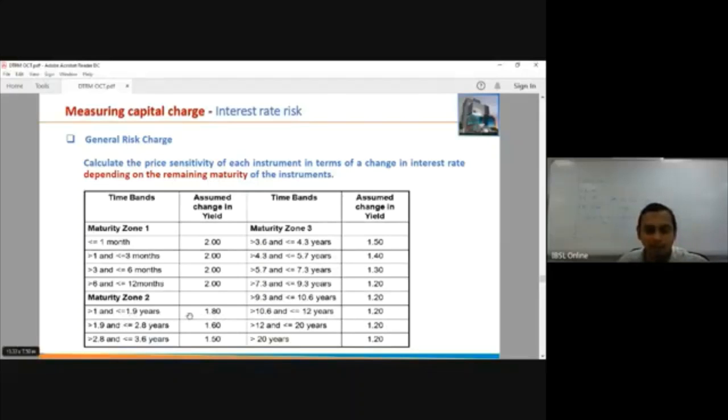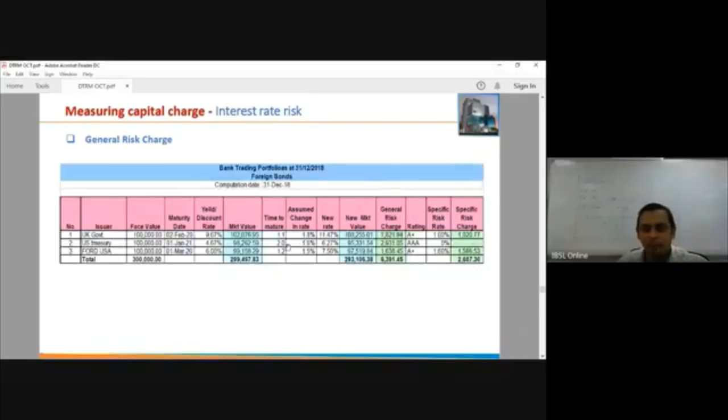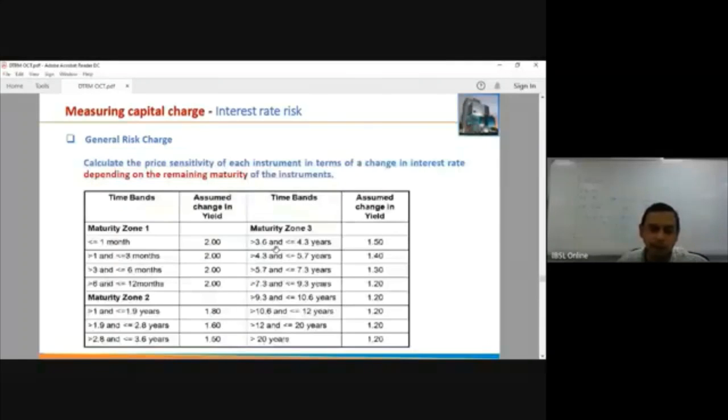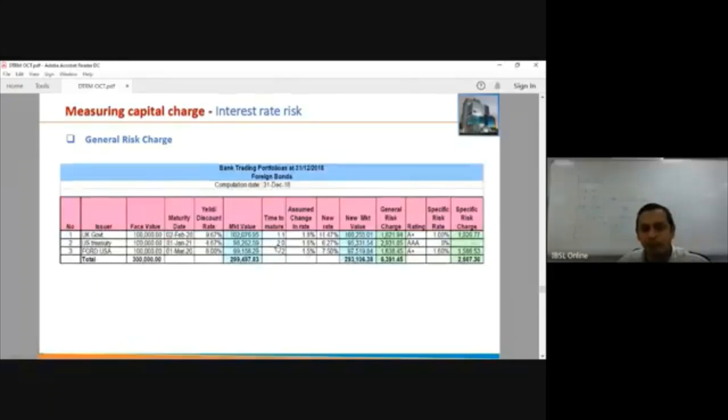And similarly, the next instrument is 2 years. For a 2-year remaining maturity, 2 year falls under the second bucket. Therefore, change in yield is 1.6. Similarly, for each and every instrument, you need to check what is the remaining maturity in years and what is the corresponding change in yield.